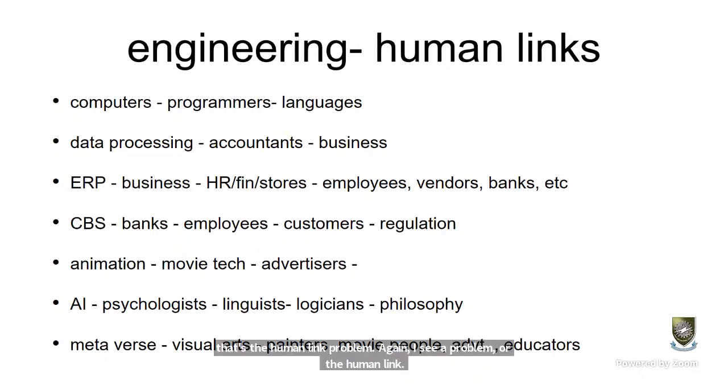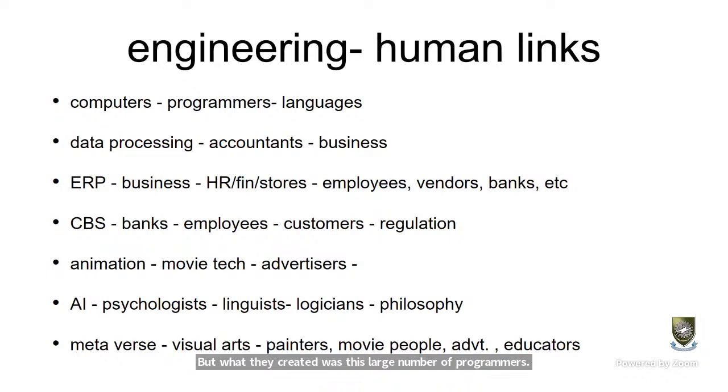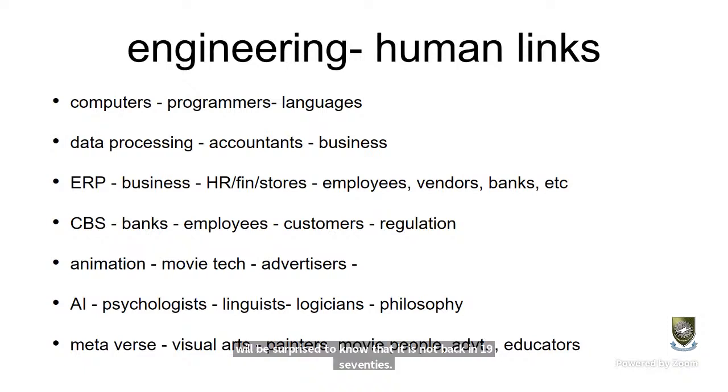Initially it was programmers. We got the data processing, which dealt with accountants. But what it created was a large number of programmers and a large number of systems analysts who were pretty arrogant. When a customer wanted an activity to be done, they would say, this is the way I will do it. You will be surprised to know that it is not only in the 1970s that this happened. Even in 2010, 2030 also, it is happening. Infosys says, take it or leave it.